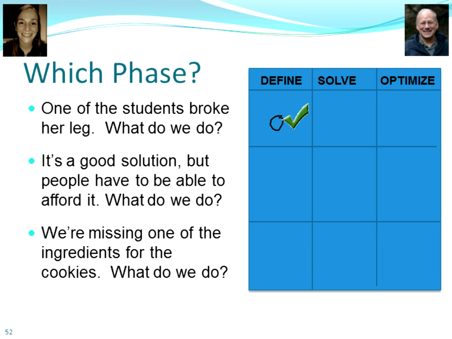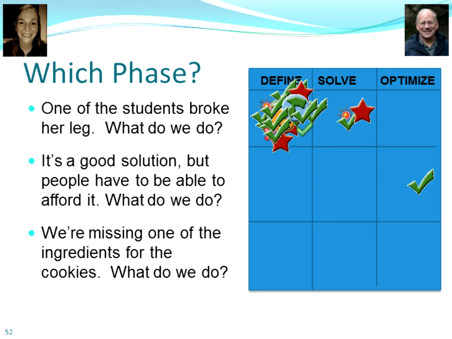So let's consider the first one. One of the students broke their leg. What do we do about it? All right, place your bets. And down there. There you go.